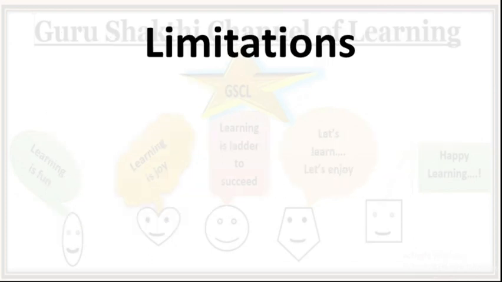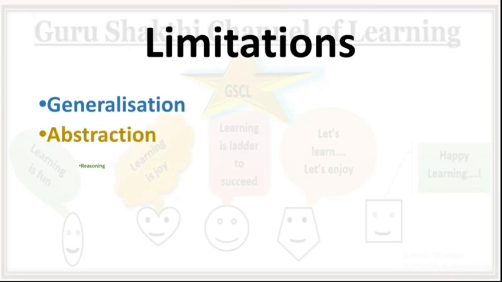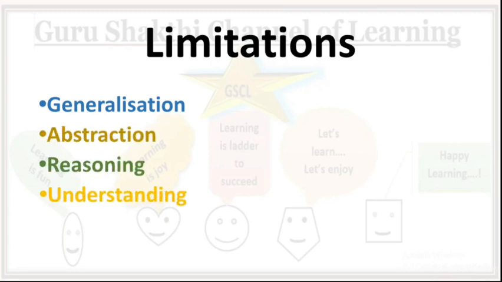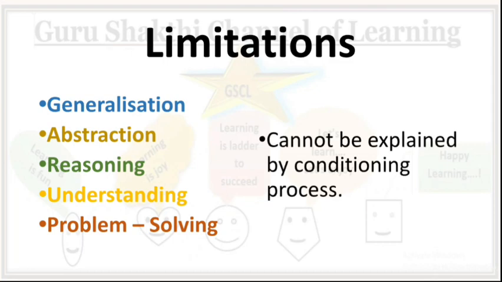So what are the limitations that it has? There are many other mental processes such as generalization, abstraction, reasoning, understanding, and problem solving. All these we cannot explain through the classical theory of conditioning. So these are totally different kinds of mental activities which this theory doesn't explain at all.